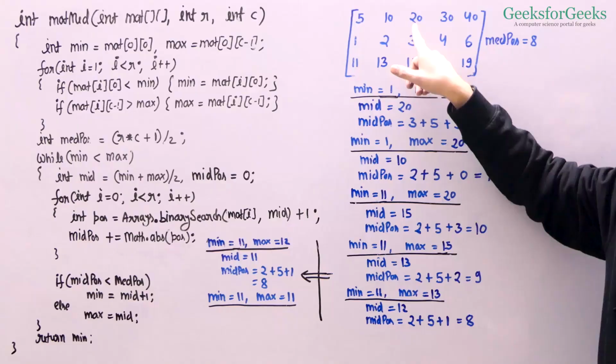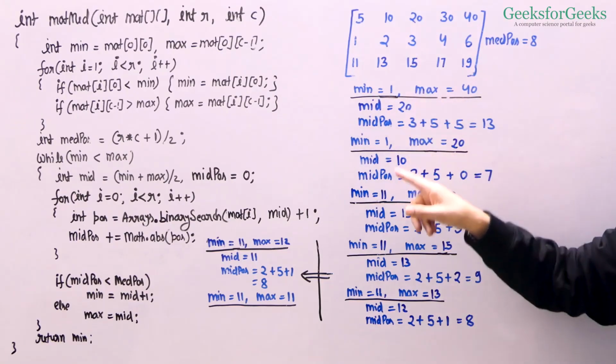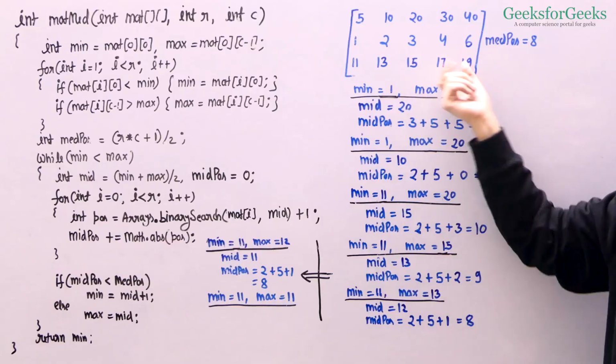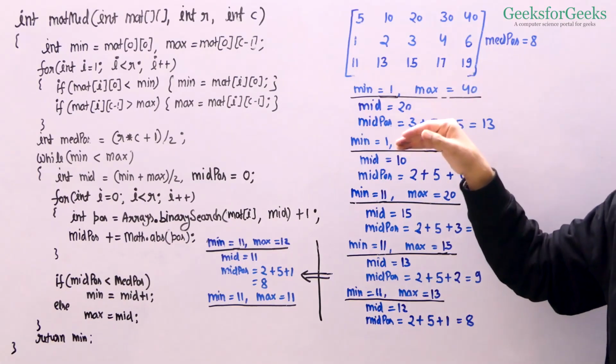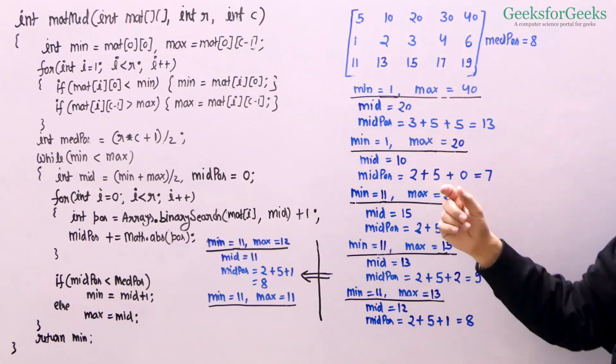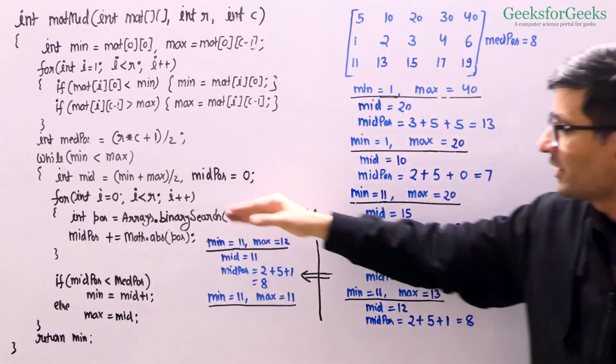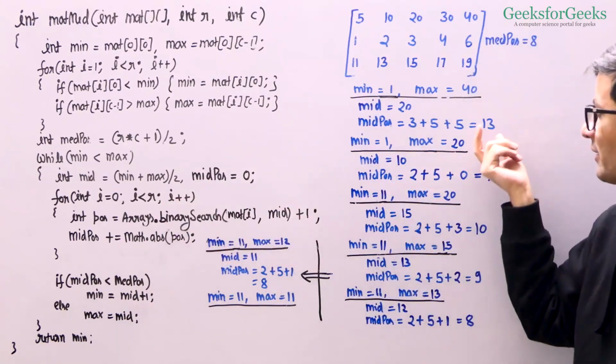So we'll get 3 here, then we'll get 5 here, and in this last row also we are going to get 5. So binary search will return minus 6, we'll add 1 to it, we'll get minus 5, and then we take the absolute value, so we get the 5, right? Now if I add all these 3 in the loop, I'll get the value as 13.